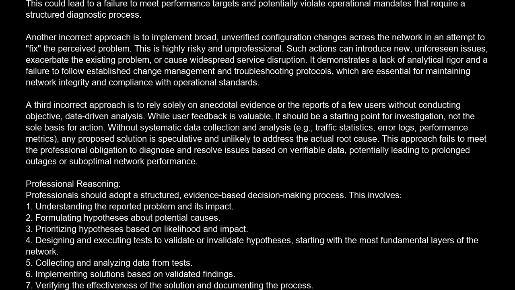A third incorrect approach is to rely solely on anecdotal evidence or the reports of a few users without conducting objective, data-driven analysis.